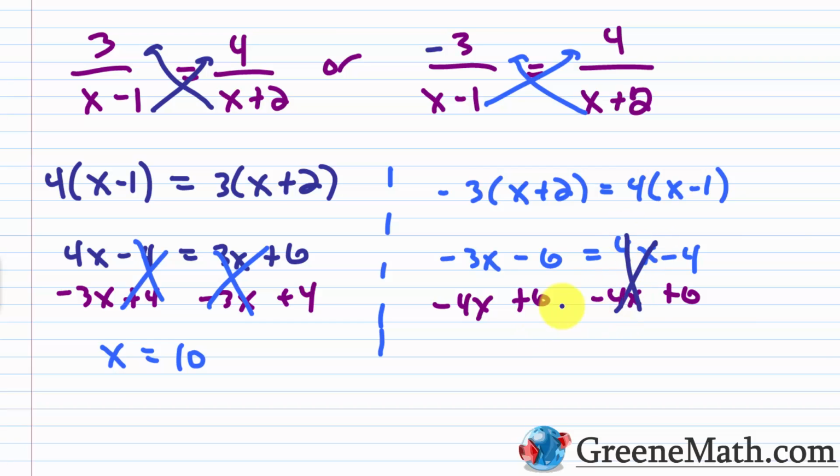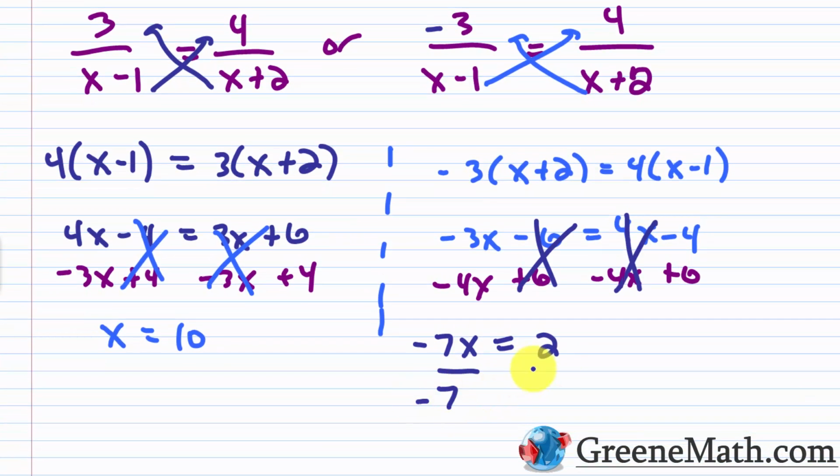So this is going to cancel, and this is going to cancel. You have negative 3x minus 4x, which is negative 7x. And this equals negative 4 plus 6, which is going to be 2. We can finish this up by just dividing both sides by negative 7. We're going to find that x is equal to negative 2 sevenths, okay? So here, x could be 10, or x could be negative 2 sevenths.